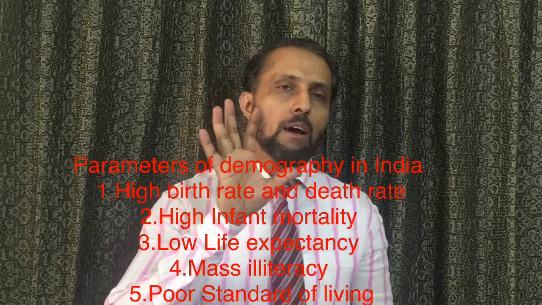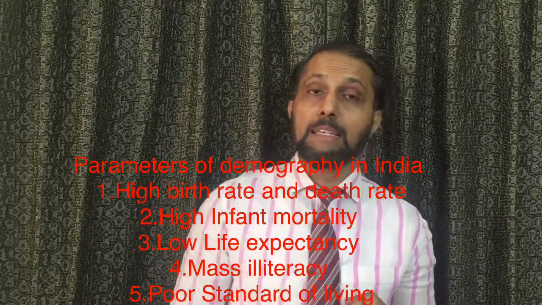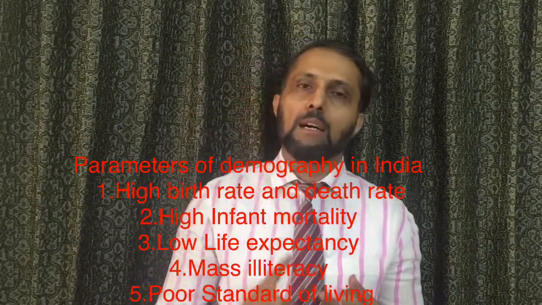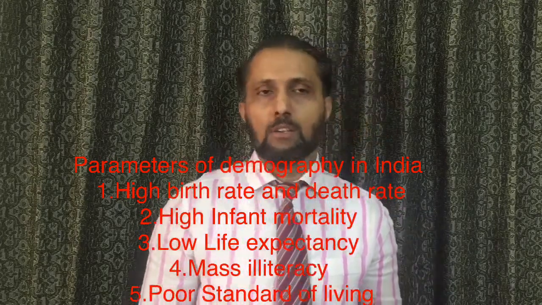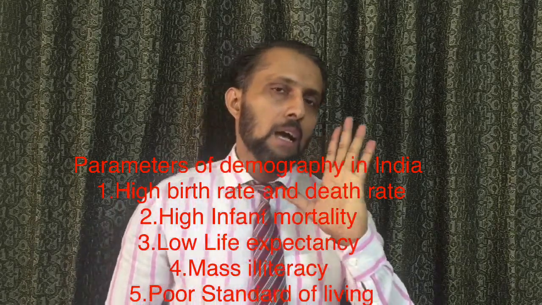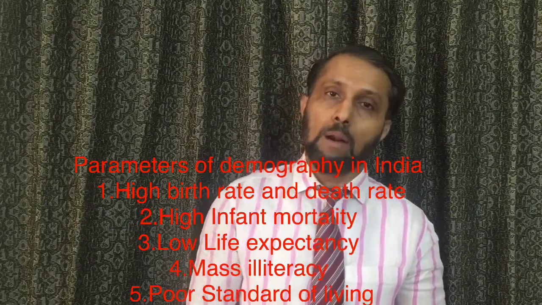Clear? Then let us come to our discussion regarding the parameters of the population study, demography. There are 5 parameters. First one, birth rate and death rate. Second one, infant mortality. Third one, life expectancy. Fourth one, literacy, not illiteracy, literacy. And fifth one, standard of living. These are the 5 parameters of demographic profile. Let us analyze one by one.